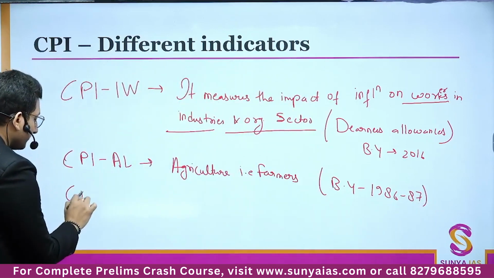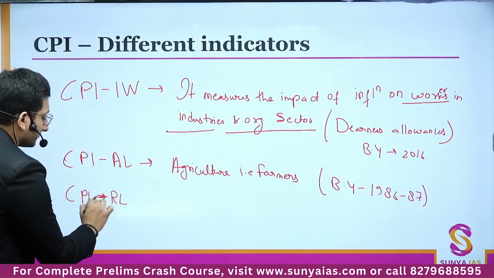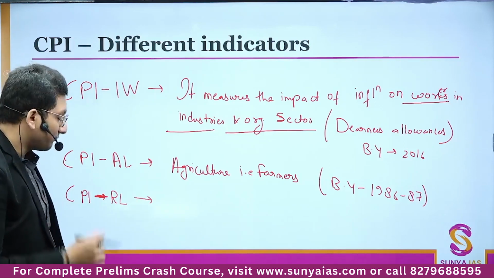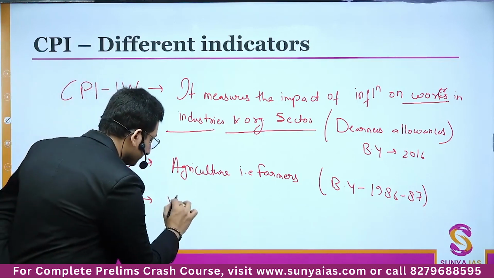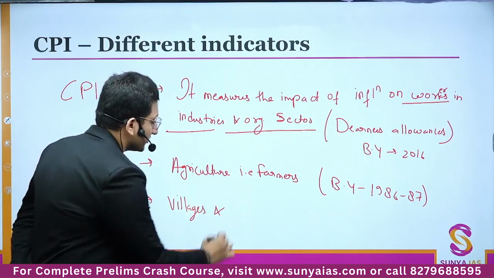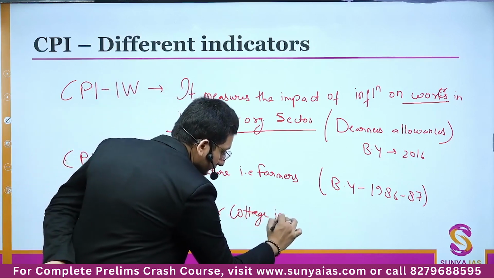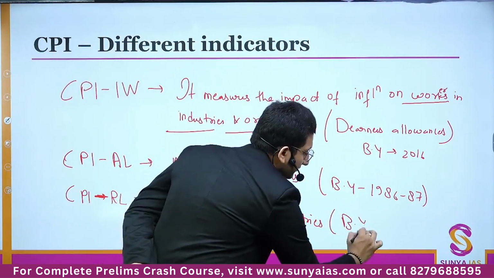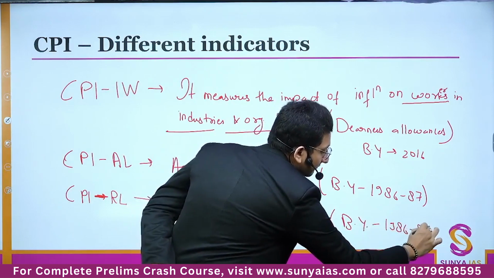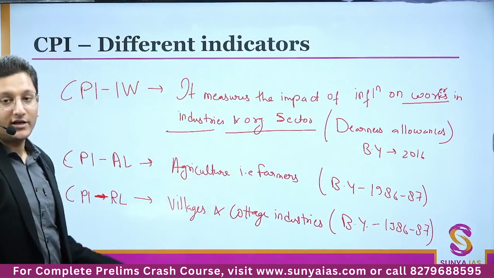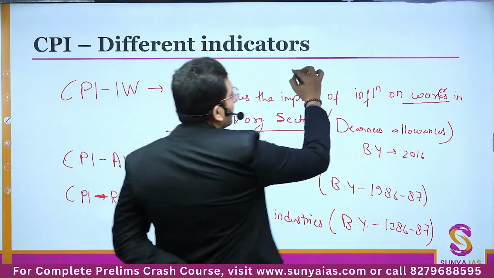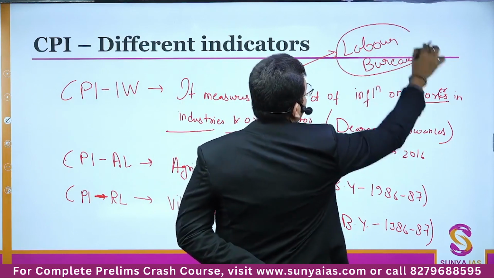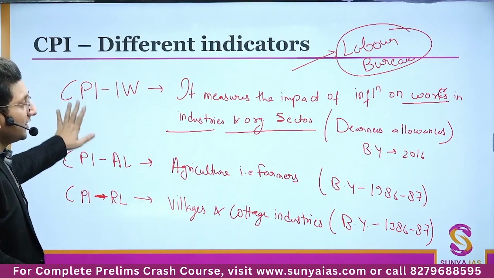And then at last we have CPI-RL, rural labor. It measures the impact of inflation on people working in villages and cottage industry. ठीक है, तो ये तीनों चीजें हैं, इसका भी बेस ईयर यही है, that is 1986-87. So do remember this thing, and all these three indicators are released by Labor Bureau. ये याद रखना कि ये तीनों indicators को कौन release करता है, Labor Bureau.